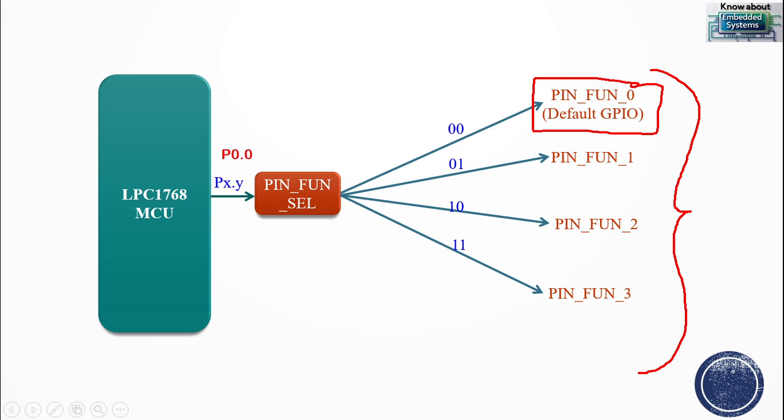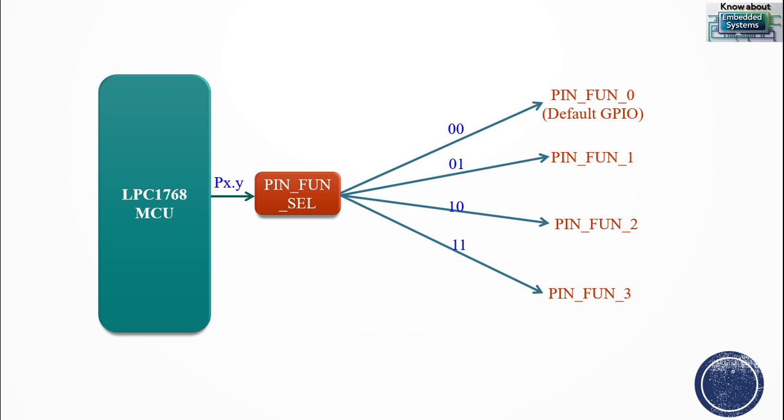By default, your pin will be configured as GPIO. That is what we have done programming on till now. Till now we have discussed GPIO. By default, all port pins have GPIO configuration. Now, how to select a different function? Let us take an example: I want to select pin function number 1 and pin function number 2. How can I do that selection?